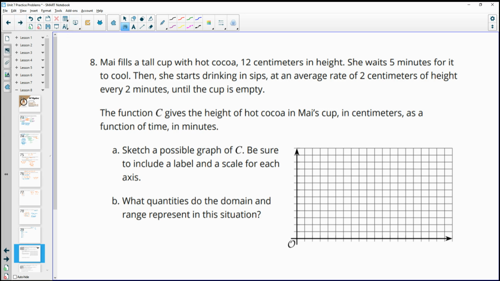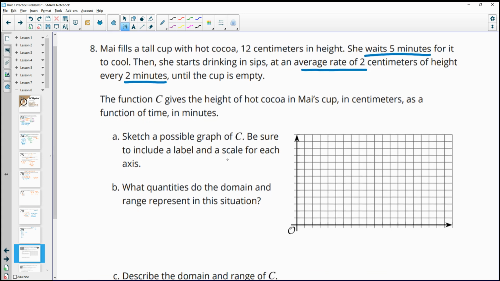Number 8, Mai fills a tall cup with hot cocoa 12 centimeters in height. She waits 5 minutes for it to cool. Then she starts drinking in sips at an average rate of 2 centimeters of height for every 2 minutes until the cup is empty. The function C gives the height of hot cocoa in Mai's cup in centimeters as a function of time in minutes. Sketch a possible graph for C. Be sure to include and label a scale for each axis.